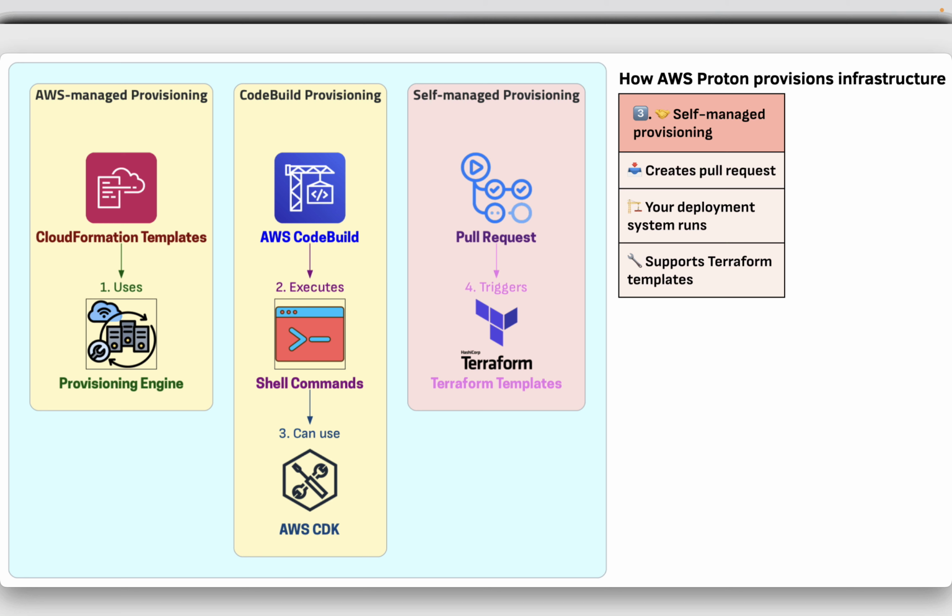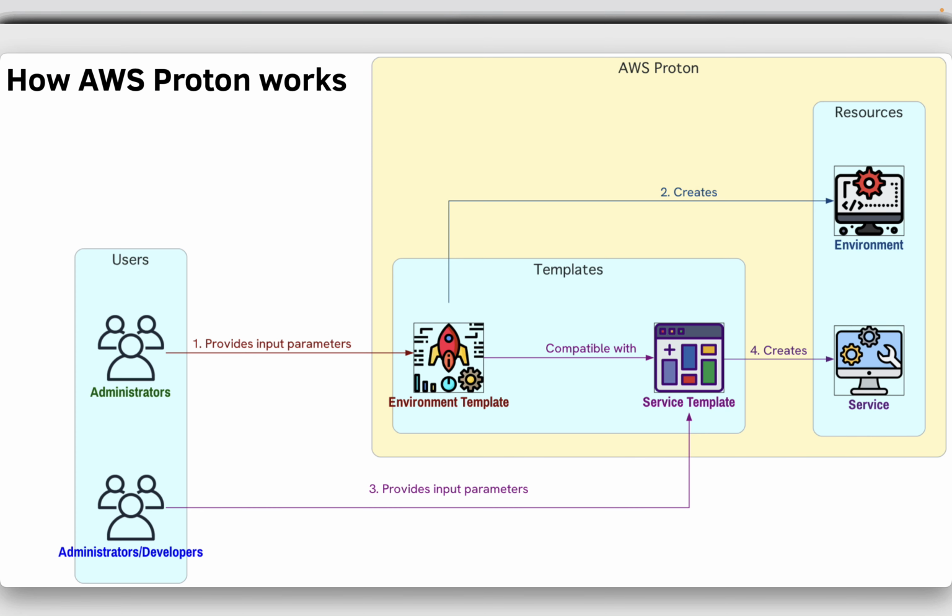And then you have third option, which is self-managed provisioning. AWS Proton issues a pull request, PR, to a Git repository that you provide, where your own infrastructure deployment system runs the provisioning process. This method supports only Terraform template bundles. So under the hood, you can use Terraform for this. So you can choose from any of these three options.